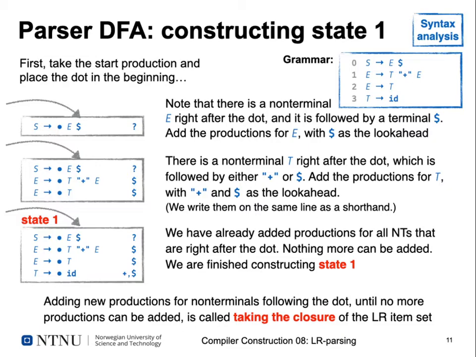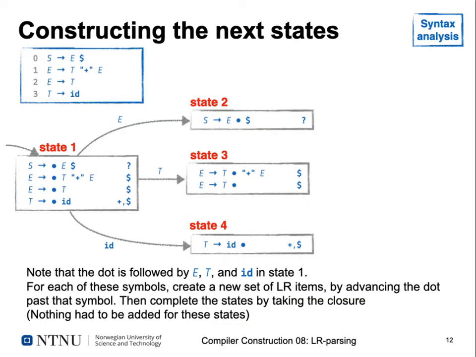So we have finished constructing our first state. What we've done here, adding these new productions for non-terminals following the dot until we can add no more productions because we ran out of non-terminal symbols, is called taking the closure of the LR item set. And now we can go on constructing the next states. So from state 1, we need to consider what else can follow here.